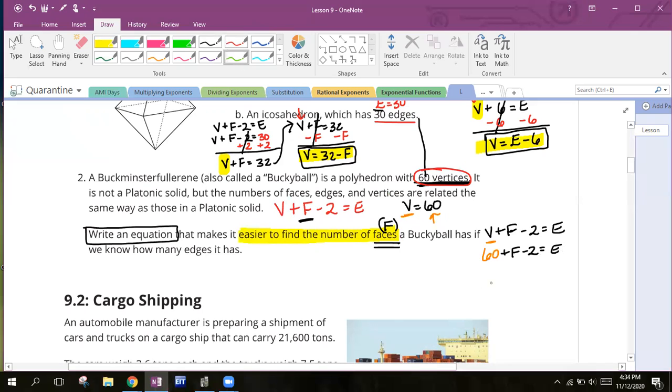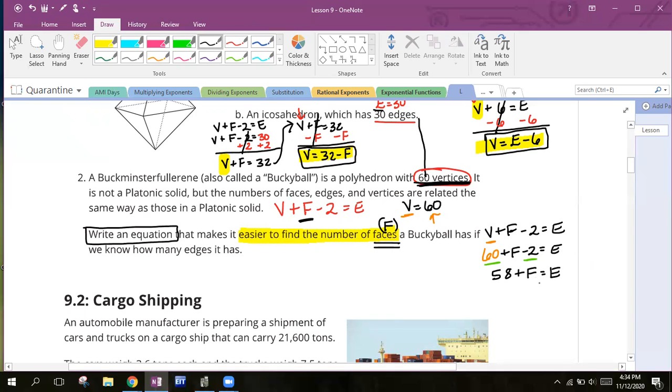All right, well, I immediately see that I have two numbers by themselves, so I can combine those. So keep in mind, that says a positive 60 minus 2. Okay, so a positive 60 minus 2 would give me a 58 plus F equals E.